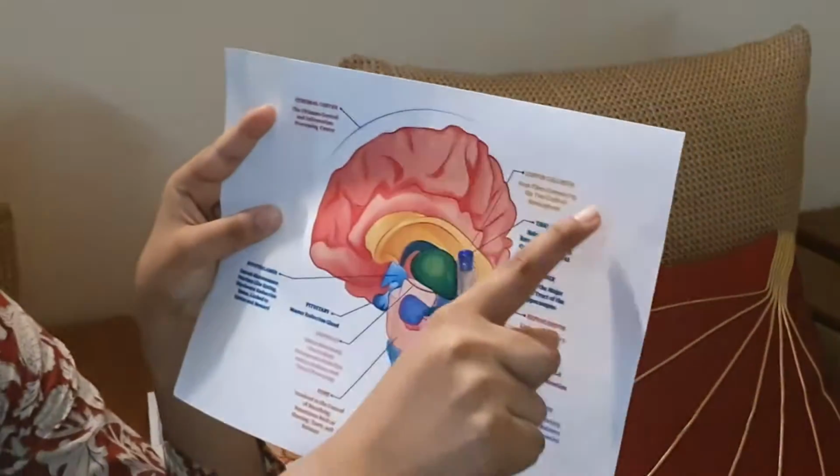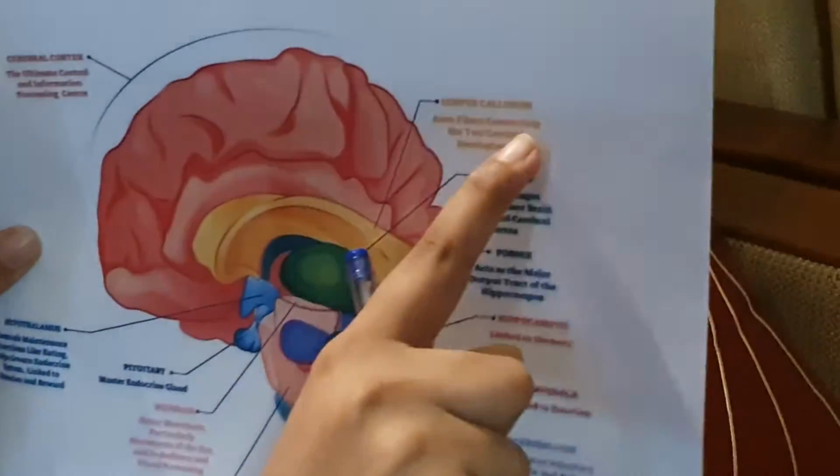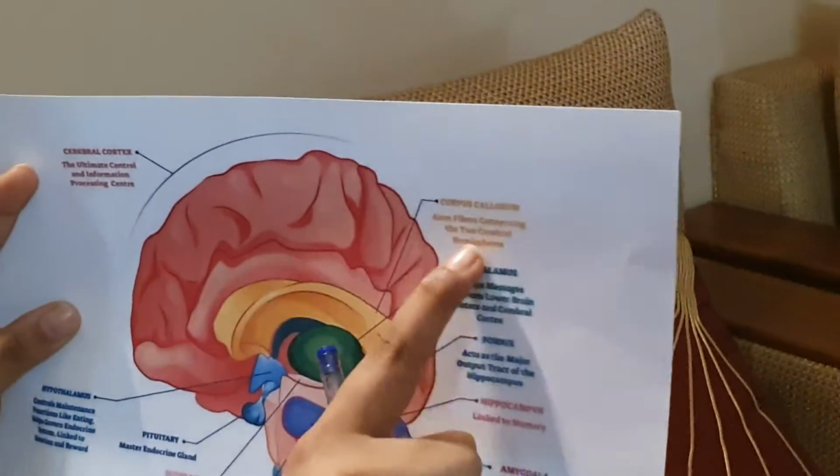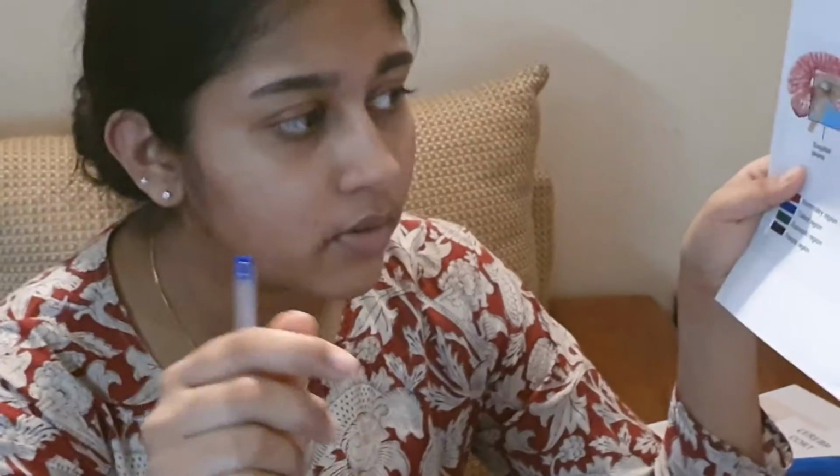The next part I'm going to talk about is the corpus callosum. Corpus callosum are axon fibers connecting the two cerebral hemispheres. This is the corpus callosum.